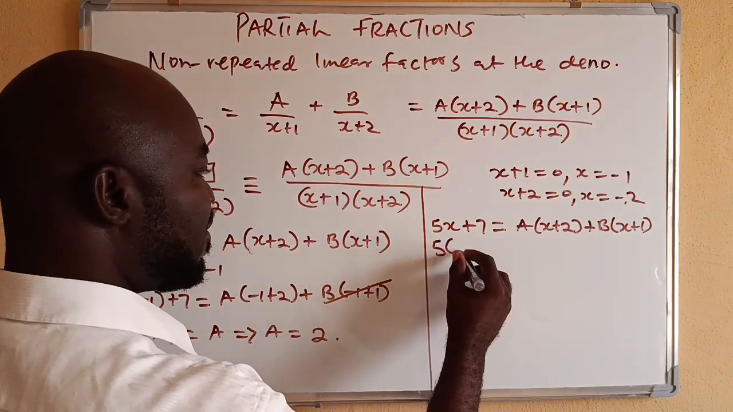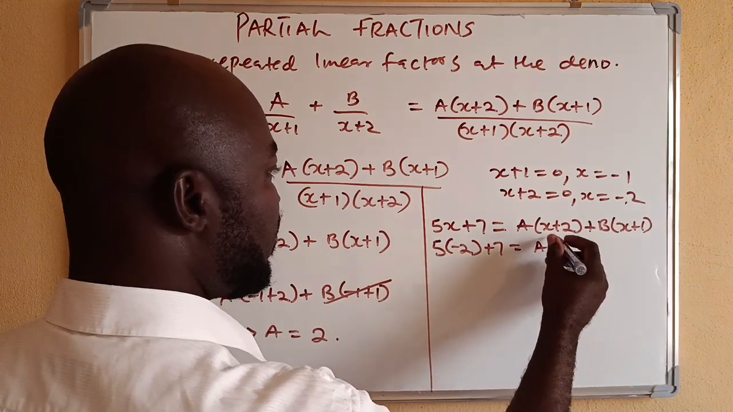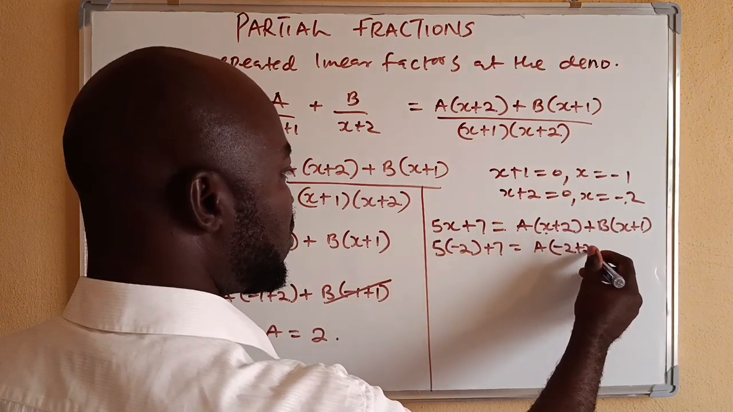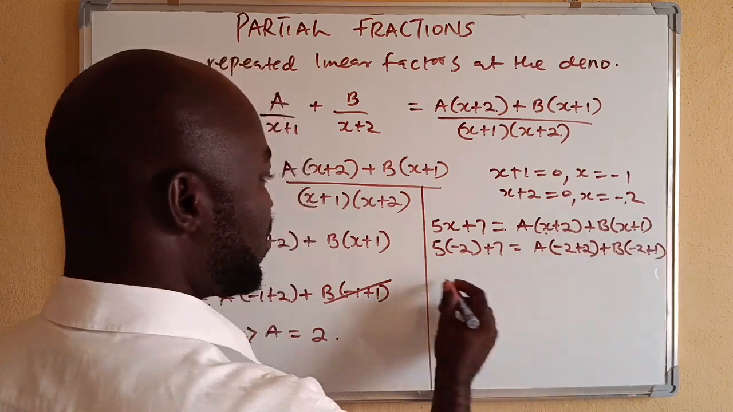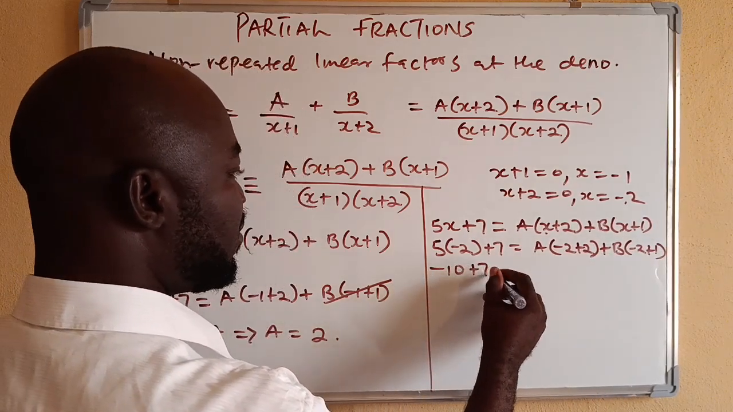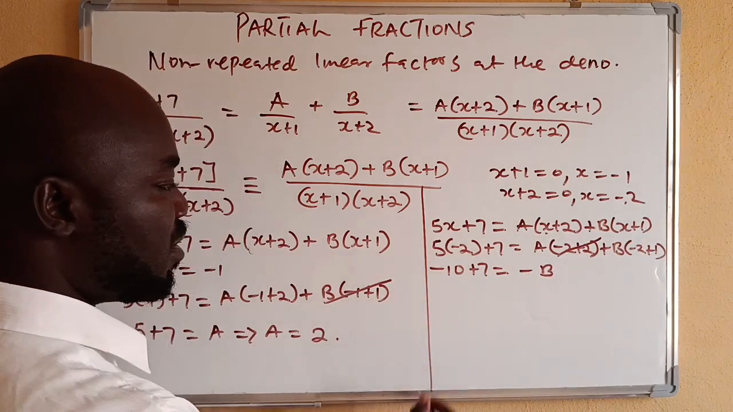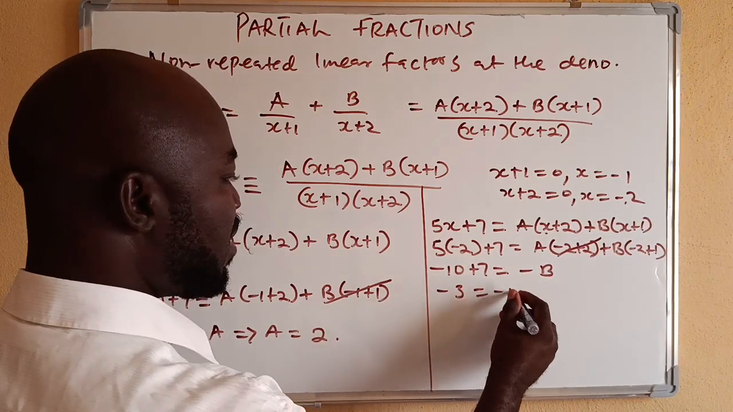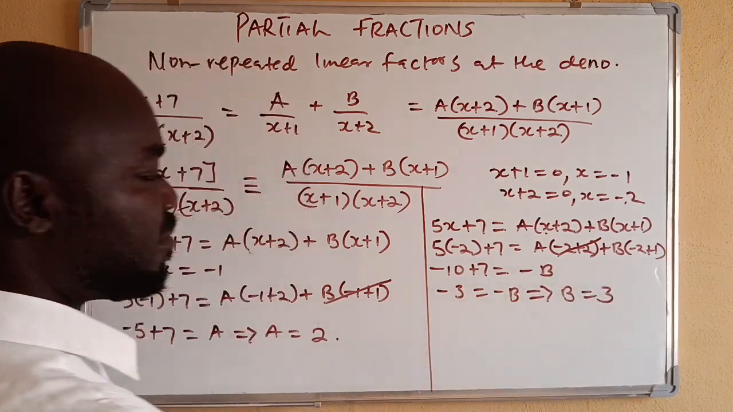So this will be 5 bracket minus 2 plus 7 equals a bracket, and if I put minus 2 here plus 2, I'll have 0. And I'll have b bracket minus 2 plus 1. So this will be minus 10 plus 7, and the whole of a's term will be 0. And then I'll have minus b. So this is minus 3 equals minus b. This implies that b is 3.